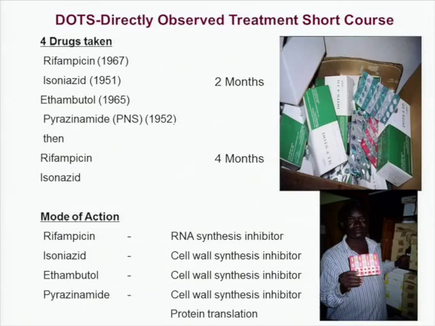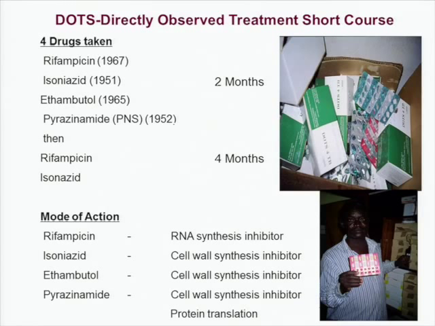So what can we do? There are drugs available to treat tuberculosis, but they're quite protracted in terms of chemotherapy. You have to take 4 drugs initially for 2 months, and these consist of rifampicin, isoniazid, ethambutol, pyrazinamide, and then later for another 4 months, rifampicin and isoniazid is continued.